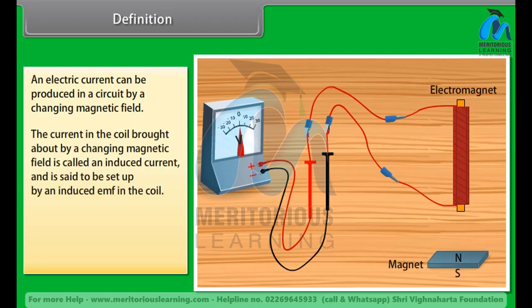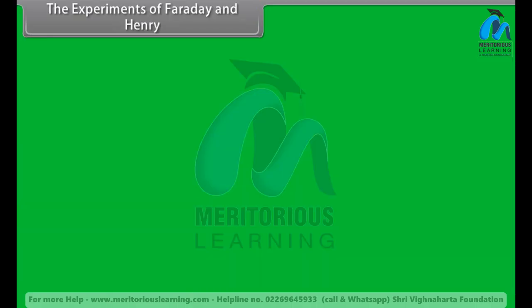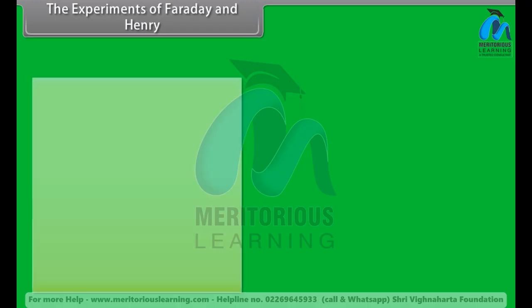The current in the coil brought about by a changing magnetic field is called an induced current and is said to be set up by an induced EMF in the coil. The phenomenon of producing an induced EMF with the help of a magnetic field is called electromagnetic induction. The experiments of Faraday and Henry.